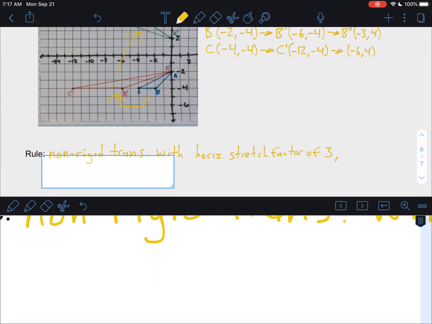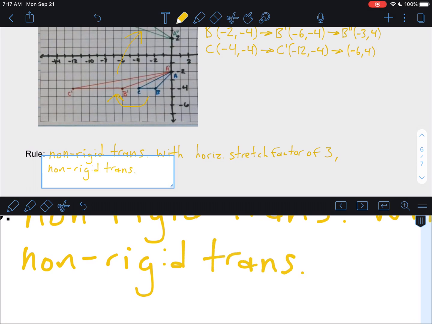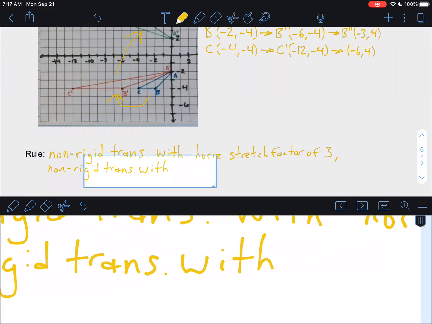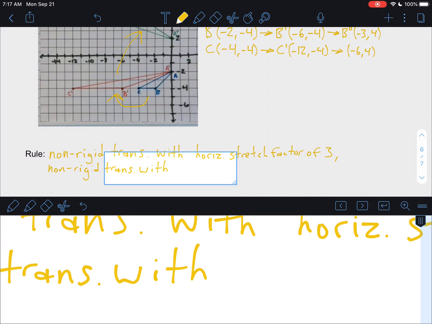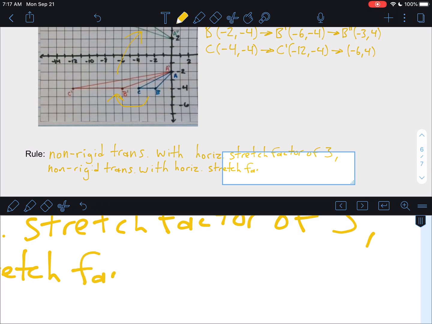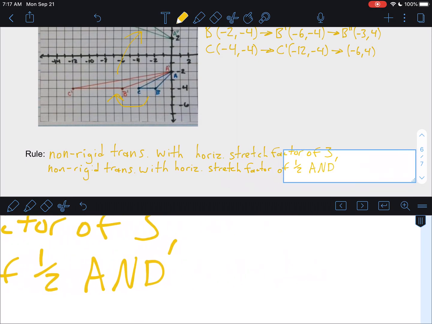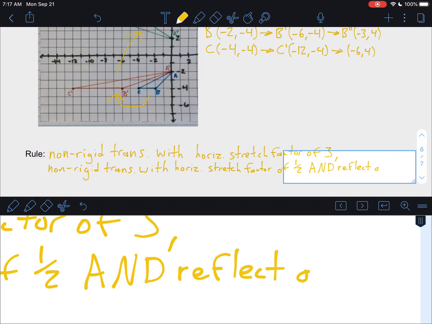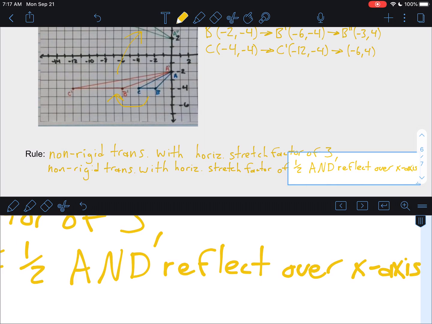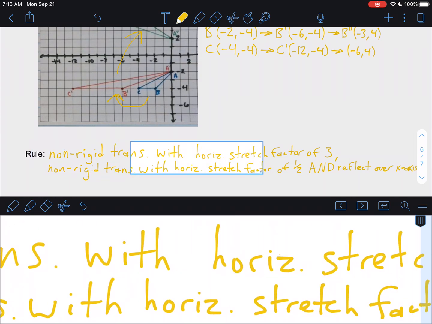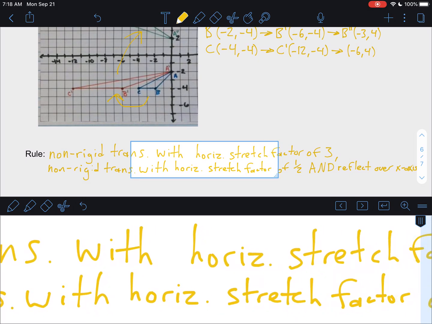Then we will say another non-rigid, with, so that was the X value being multiplied by 1/2. So that was another horizontal stretch factor of 1/2 and reflection over x-axis. So there was a non-rigid transformation with horizontal stretch factor of 3, and then a non-rigid transformation with a horizontal stretch factor of 1/2, and a reflection over the x-axis.